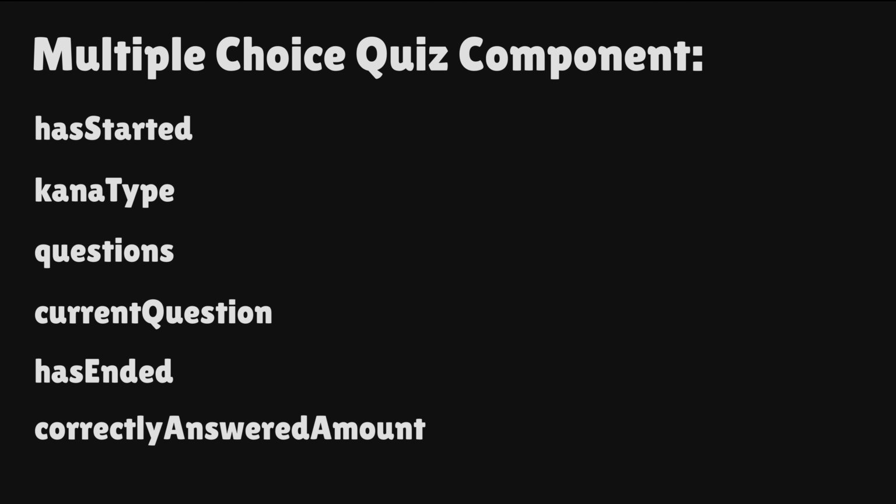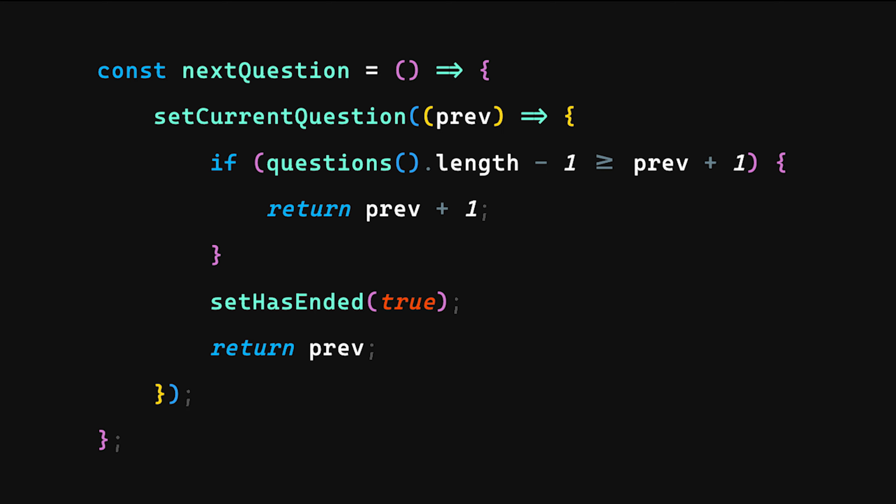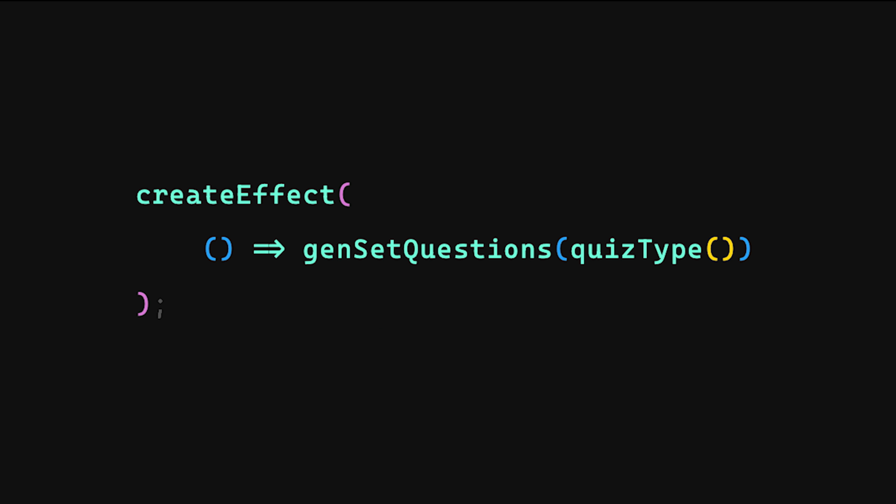With that done, we can start working on the multiple choice quiz component. We will need to keep track whether the quiz has already begun or not, the quiz kana type, all the questions, current question that is displayed to the user, whether the quiz has ended or not, and the amount of correctly answered questions. I'll add a couple of functions here, one that will generate and set the questions, second that will give us the ability to advance to the next question or end the quiz, and third that will reset everything. Component will need to listen to the quiz type changes to generate new questions, which can be handled by create effect.